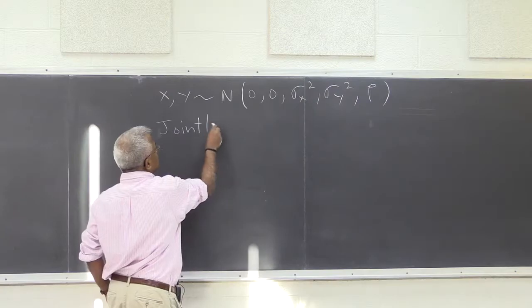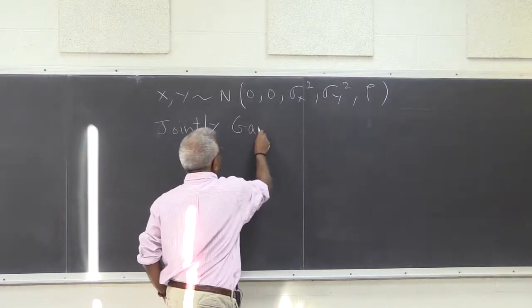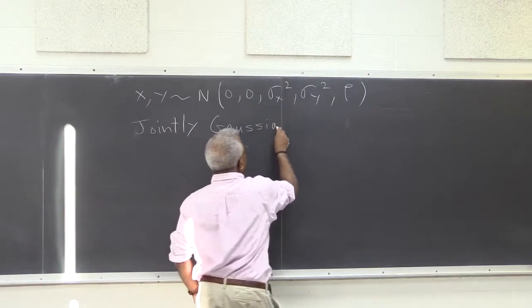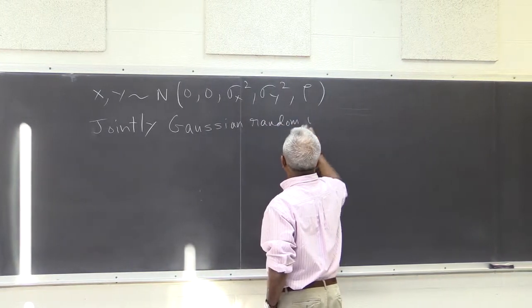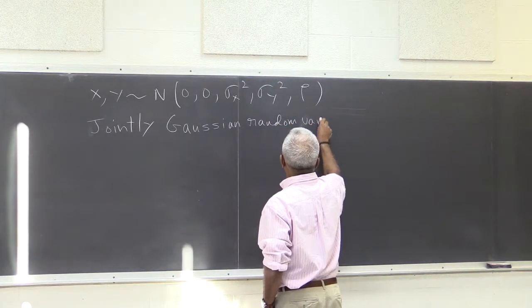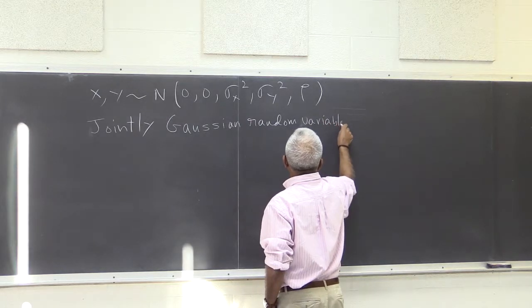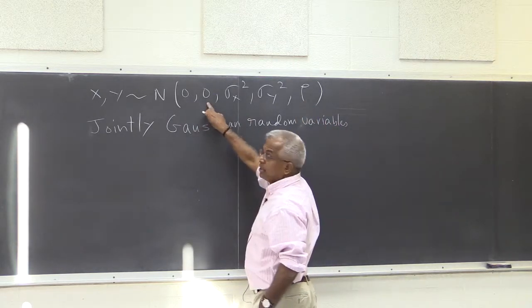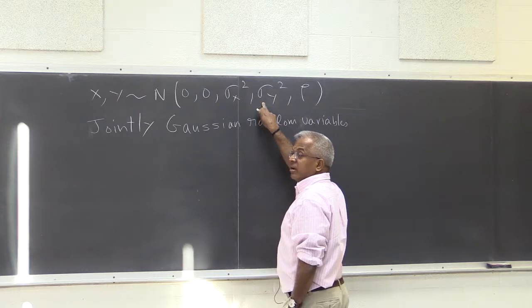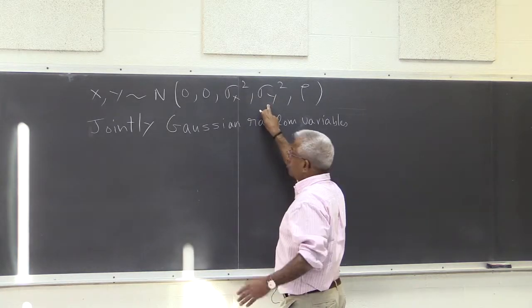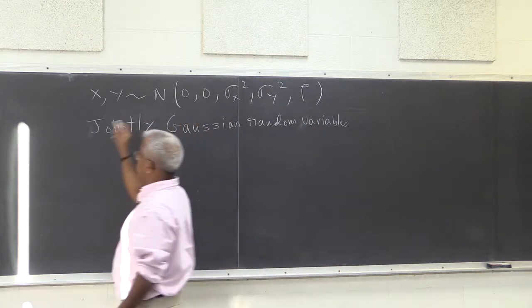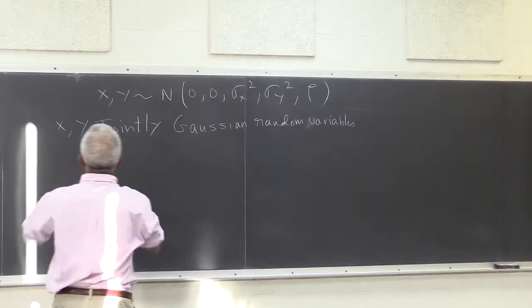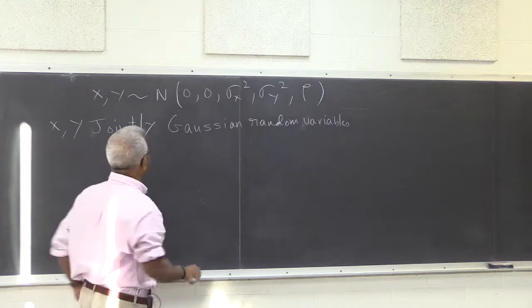X and Y are here jointly Gaussian random variables. I notice that they are also correlated. They have zero mean, their variances are different, not equal, at least to start with, and they have some correlation coefficient. So that's what we start with. X and Y are jointly Gaussian random variables.